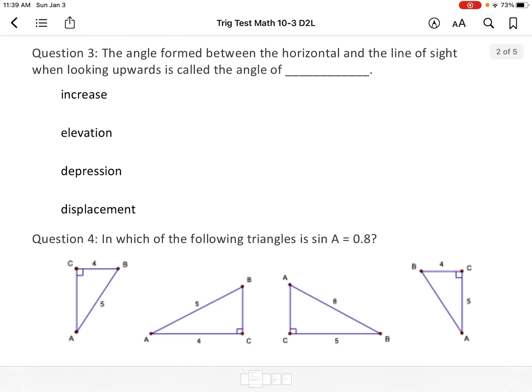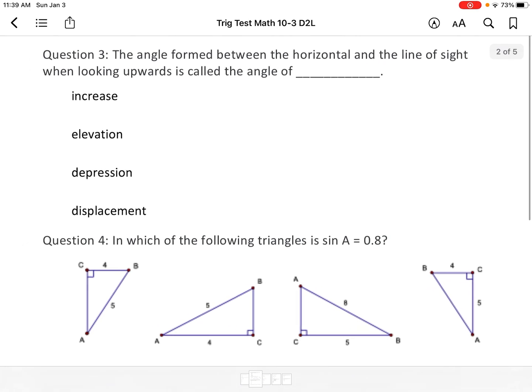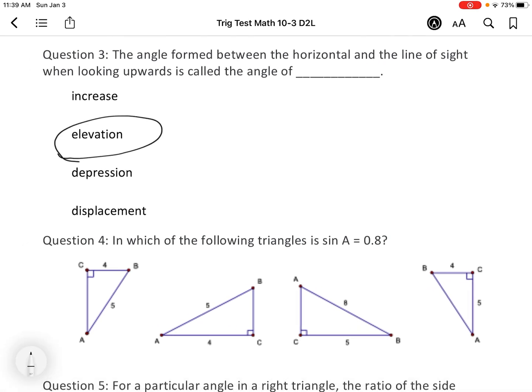But 28% of you got this wrong, which means you didn't look it up if you didn't know. So you've got to do that, right? If I'm letting you have open book assessments, then you've got to look it up. This is called the angle of elevation, right? If you're looking upwards, it's called the angle of elevation. So that is this one.